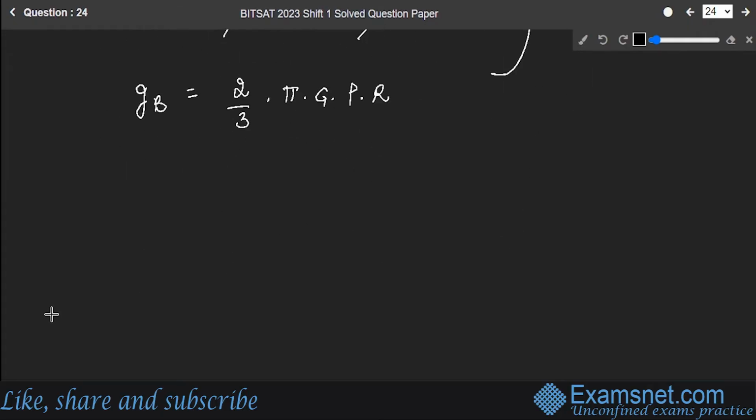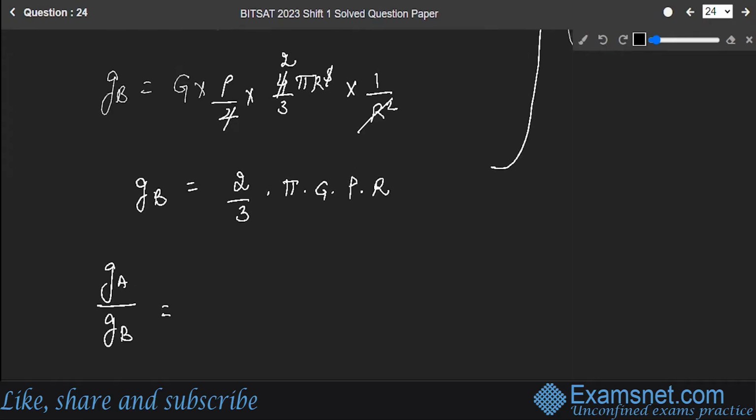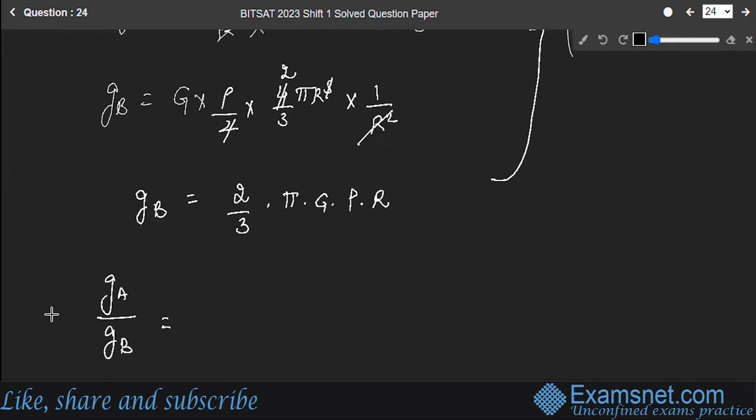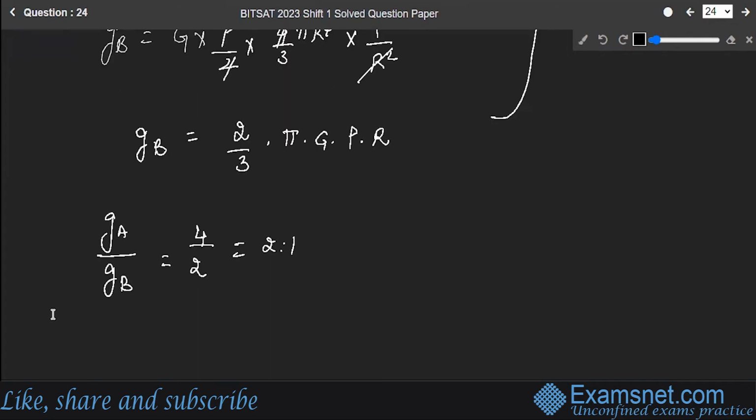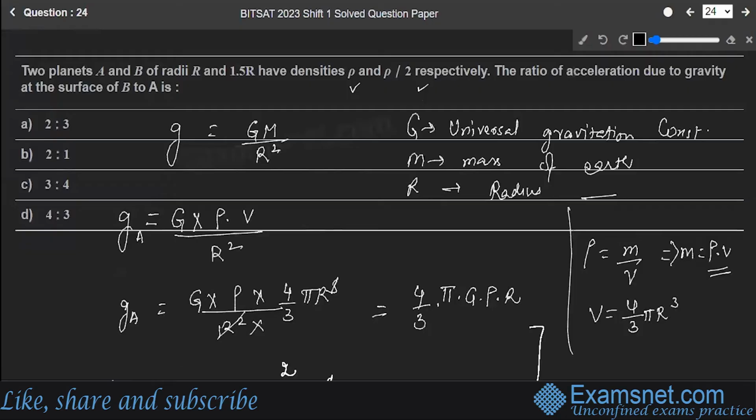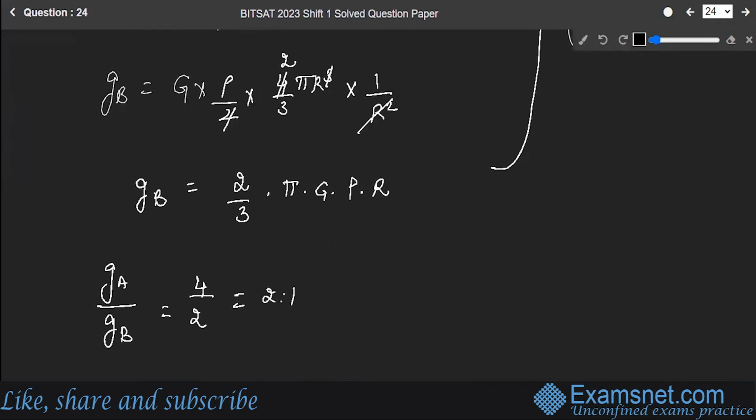Let's find out their ratio. So gA upon gB. This is what I need to find out, right? Their ratios. So gA upon gB is equal to, it will be 2:1. There is a mistake. This radius was equal to 1.5 r. So I have to do some change over here. This is 1.5 r. Okay, so let's do this step again.